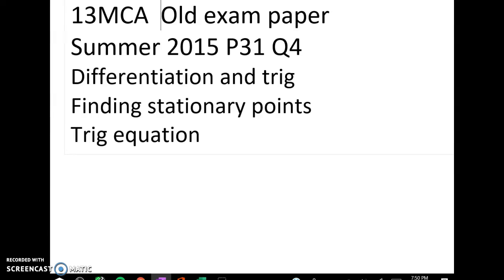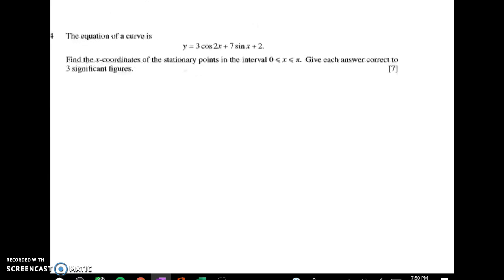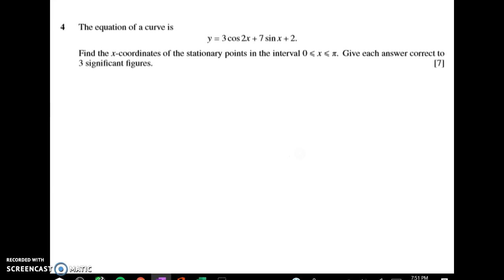This is another question from the summer 2015 paper. This one is a nice differentiation and trig example where you have to solve a little trig equation and then identify some stationary points. So here's the question. If you've just watched the trapezium rule problem, this one's a little bit harder. This is worth 7 marks, so you've got to expect to be doing some work for that.